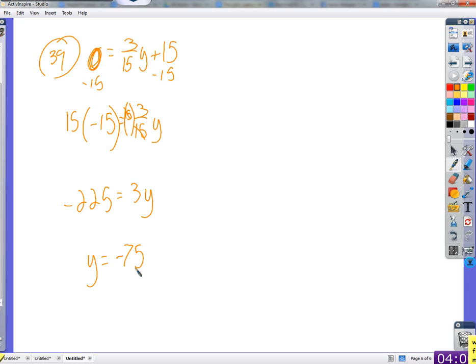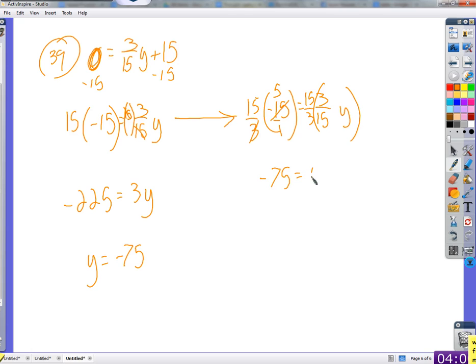Other ideas? I see, now, if I change what your idea was, don't take it as my way's right and yours is wrong. It's a silly thing to think. But we can do something else. Negative 15. And this is just what I would do, just out of habit. I've just done these things so many times. Just multiply this by the reciprocal. Multiply this by the reciprocal. I can write that over 1 if you want. Okay, so now this becomes a little bit easier. Now it's 15 times negative 5. So that's negative 75 equals y.